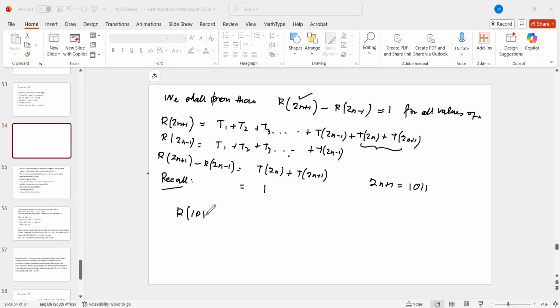Remember, this is the sum of the first. So this is an odd number, you see. So the R of an odd number is always n. R of 2n plus 1 is n. Right. So this is R of, this is 2 times 505 plus 1.